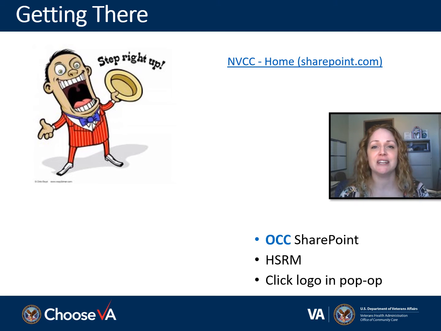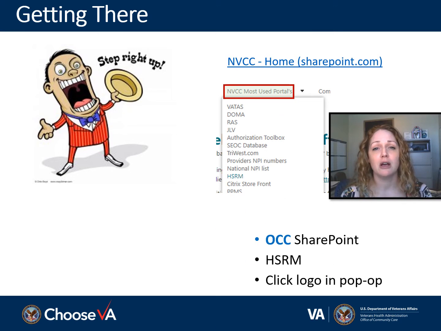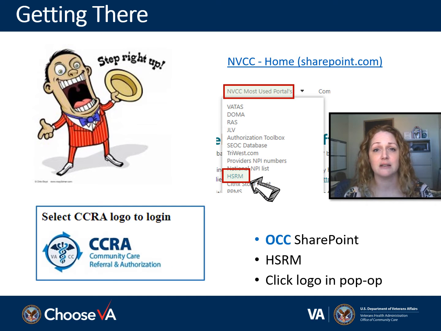So here at Hampton, we have a link to HSRM right on our main SharePoint. So at Hampton, we go to the main SharePoint page. We have a link up top called NVCC Most Used Portals. So you'll click on that, and then you'll look down the list until you see HSRM, and you'll click on that. Once you do that, a screen pops up, and the only thing you'll see is a little logo in the top left corner, and you will want to make sure that you click on that.